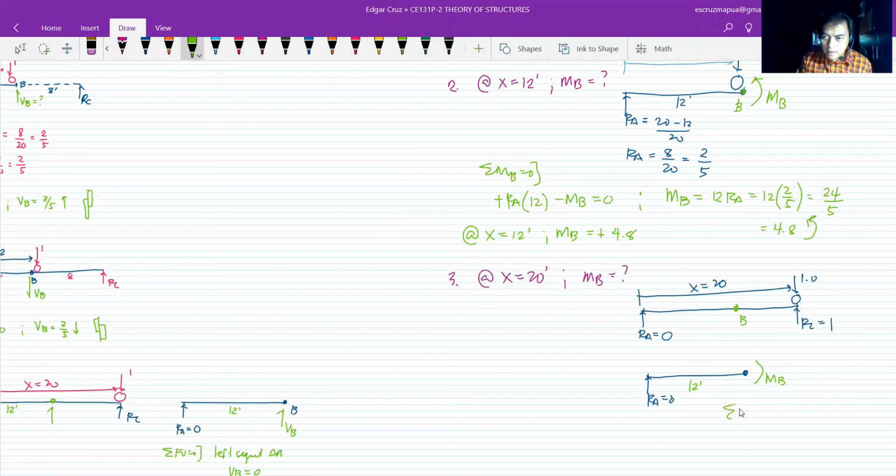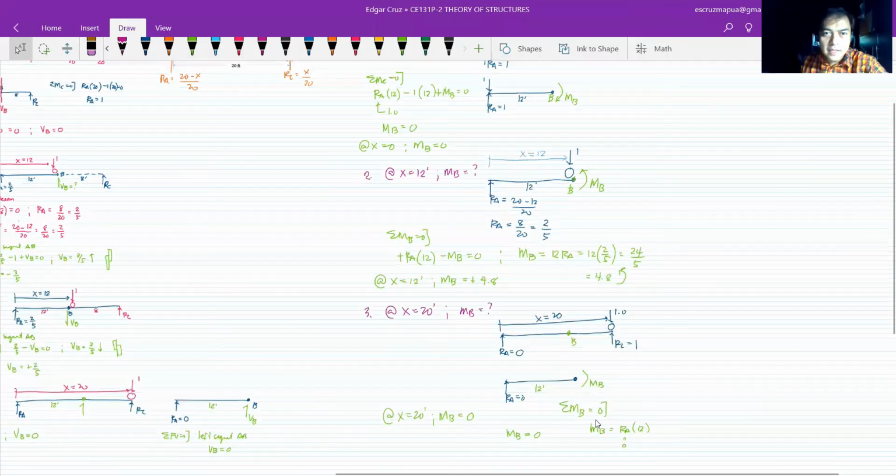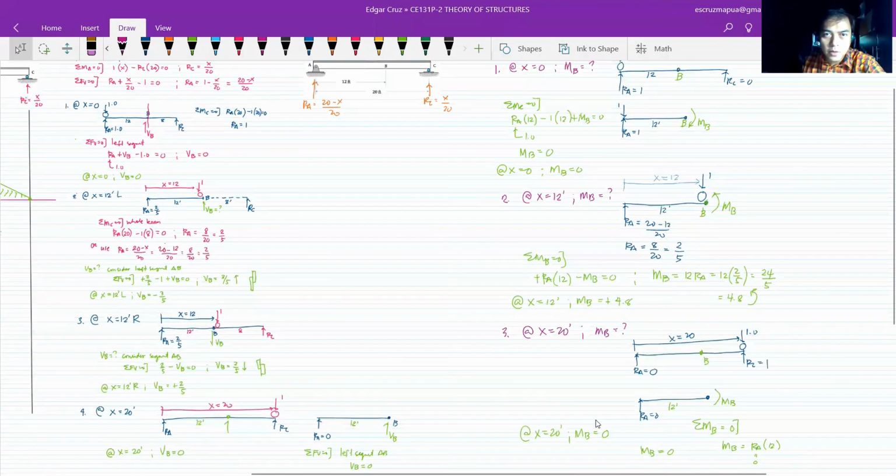So if I sum moment at point B, that would be equal to MB equals RA times 12. Ang RA natin is equal to 0. So therefore, we could say that MB lang is just also equal to 0. Okay? So again, at x equals 20, the moment at B is equal to 0. That's it. So from there, we could draw the influence line na.